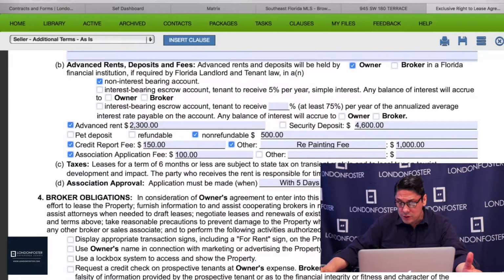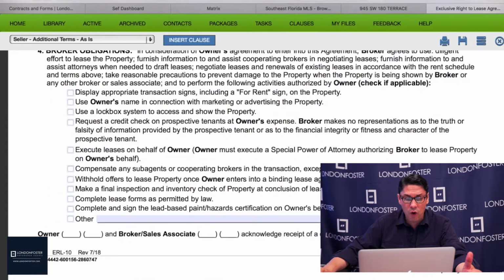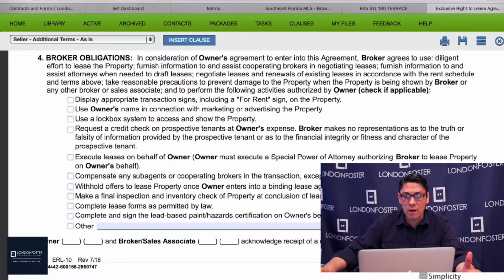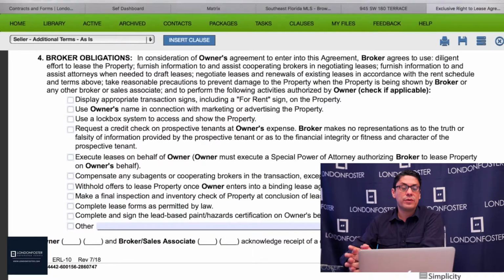And here we're going to go under some of the broker, this is section 4, some of the broker obligations. Here it's about the consideration of the owner's agreement is to enter into an agreement. Broker agrees, and remember, we're always dealing with the broker, not with the agent. Your broker, in other words, London Foster, agrees to be diligent in effort to lease the property, furnish information to assist cooperative brokers in negotiating leases, furnish information to assist attorneys when needed to draft leases.